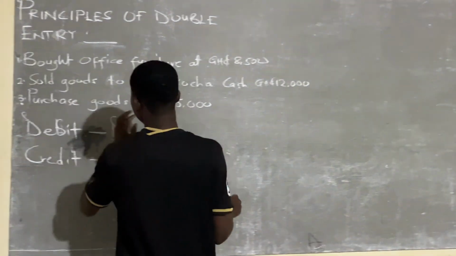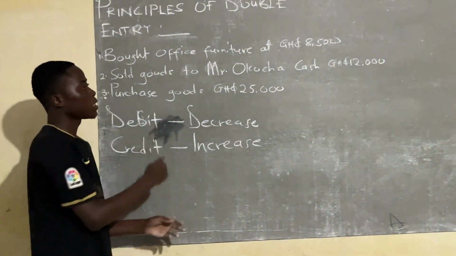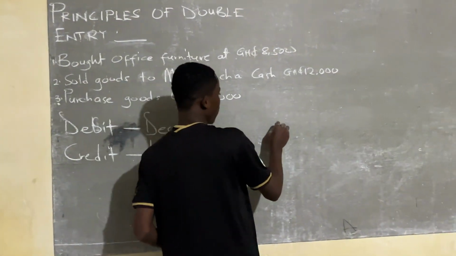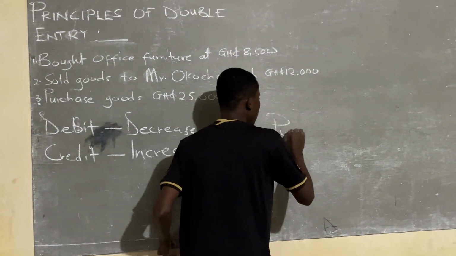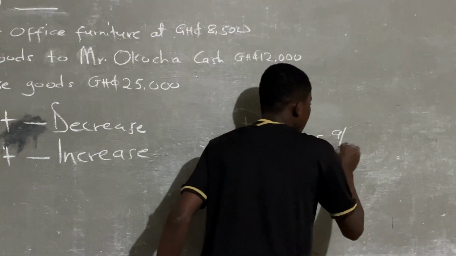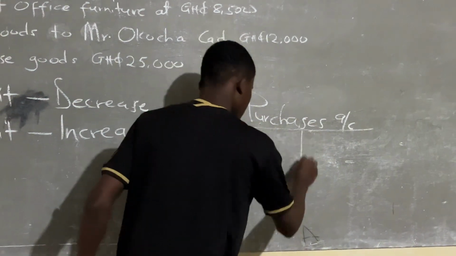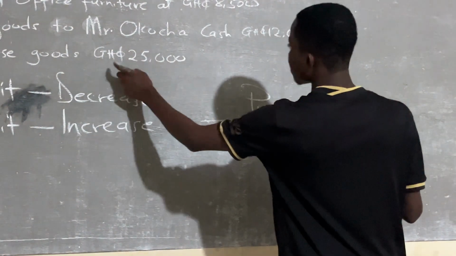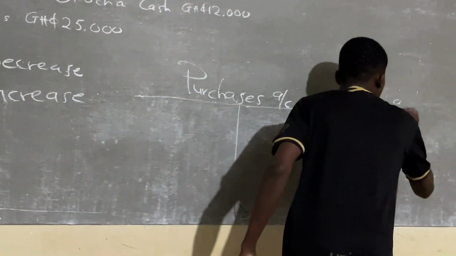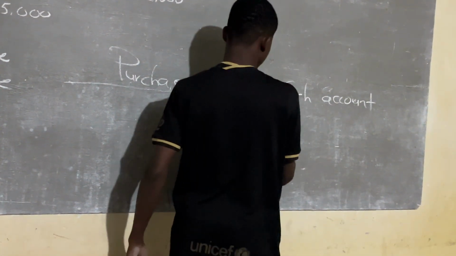So now it's a purchase of goods for 35,000. So here we have purchases account and then cash account involved in this transaction. So now let's open our two accounts involved. We have our purchases account, and then we have our cash account.